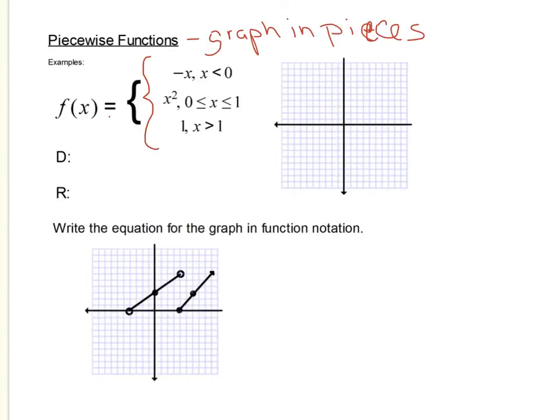It's saying f of x is these three pieces, and then it tells you, okay, we're going to graph negative x, which I hope you know how to graph, but you're only going to graph that where x is less than 0. Okay, and then you're going to graph x squared, which I think you also know how to graph, but you're only going to graph the part of the graph that's between 0 and 1 for x. And then the last piece, you're only going to graph y equals or f of x equals 1, but you're only going to do that where x is bigger than 1. So let's go back and try each one of those.